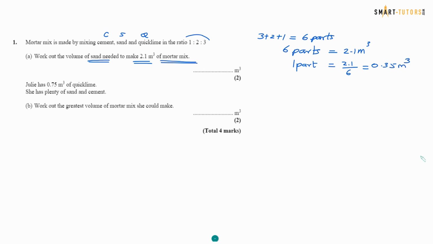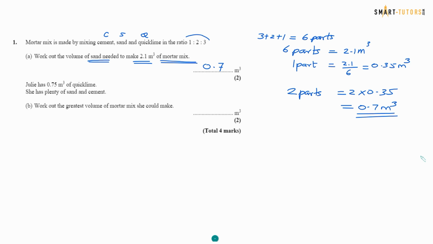That is 1 part. Now they are asking for sand. Sand is the second person's 2 parts. So 2 parts is 2 times 0.35, which is 0.7 meter cube. So that is the answer here, 0.7 meter cube.